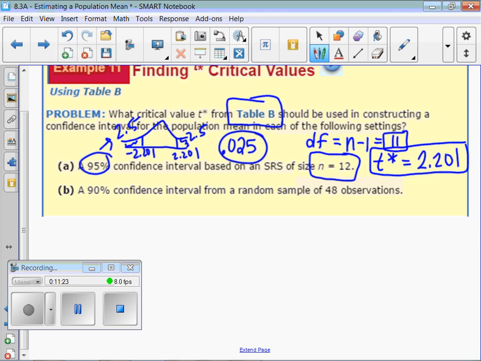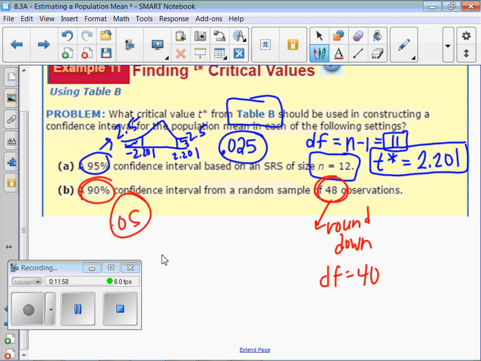All right, for 90%, okay, 90%, what's the decimal we're looking for at the top if it's 90%? 0.05, because we do 10% divided by 2. So we have 0.05. And if I have 48 observations, notice what happens when you get into the 40s. You either get 40 or 50. Always round down. So we're going to actually use degrees of freedom 40. It's the more conservative answer. Okay? So you go to 40, scroll over to 0.05, and what do you guys get for t star for this guy? 1.678. Okay? That's what you should get.